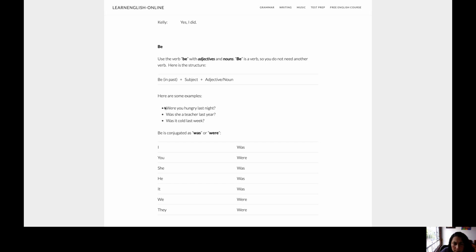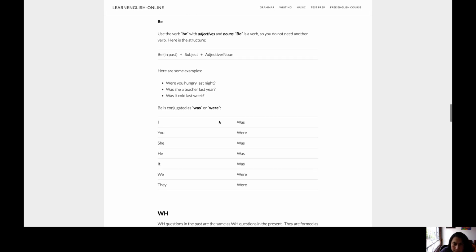Here are some examples. Were you hungry last night? ¿Estuviste tú hambriento o hambrienta anoche? Was she a teacher last year? Entonces, ¿era o fue una profesora el año pasado? Was it cold last week? Entonces, que sí, estuvo frío la semana pasada.